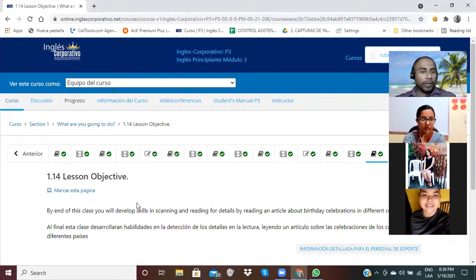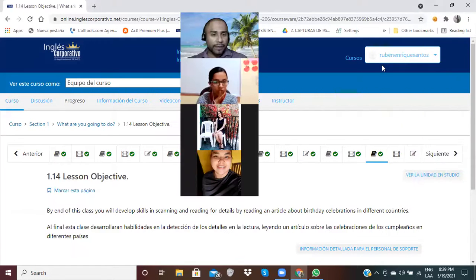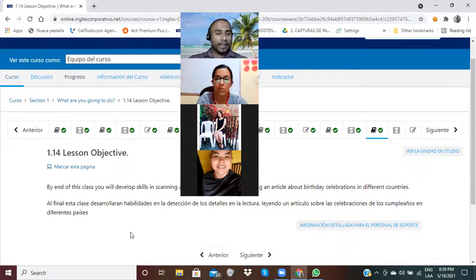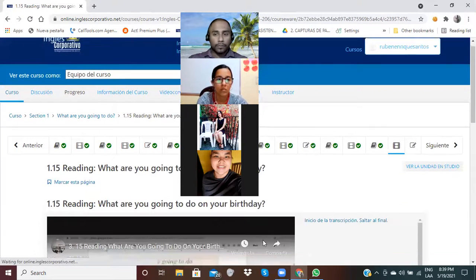For the next activity, we're going to look at section 1.14. By the end of this class, you will develop skills in scanning and reading for details by reading an article about birthday celebrations in different countries. Al final de esta clase, desarrollarán habilidades en la detección de los detalles en la lectura, leyendo un artículo sobre las celebraciones de los cumpleaños en diferentes países. Listen, please.